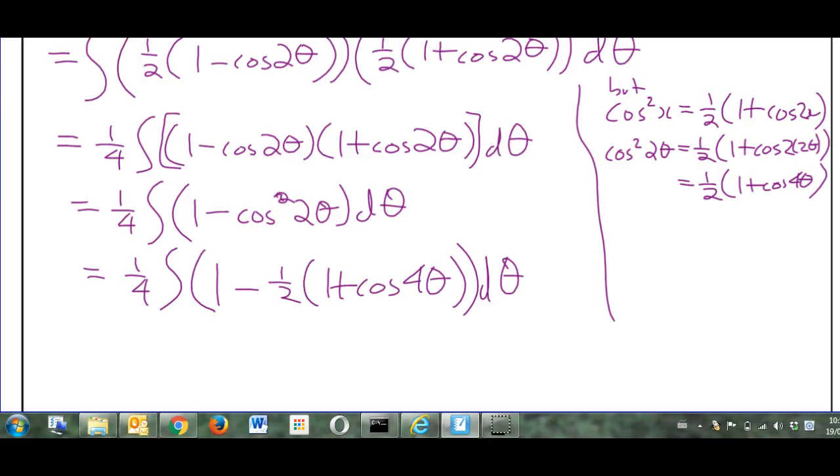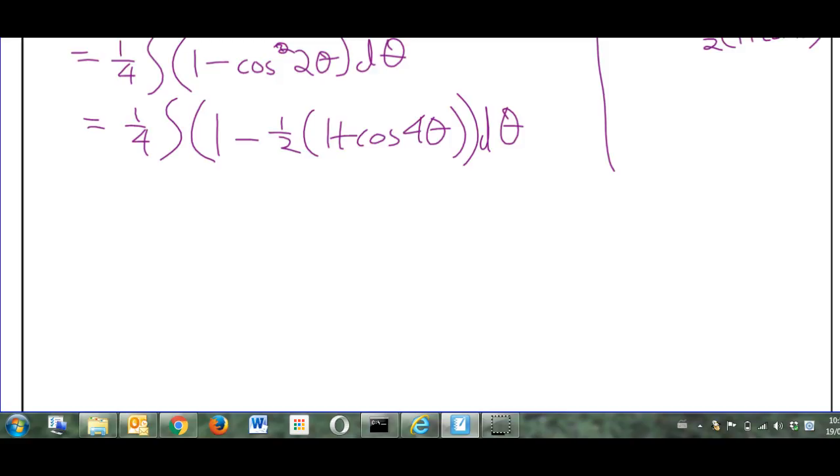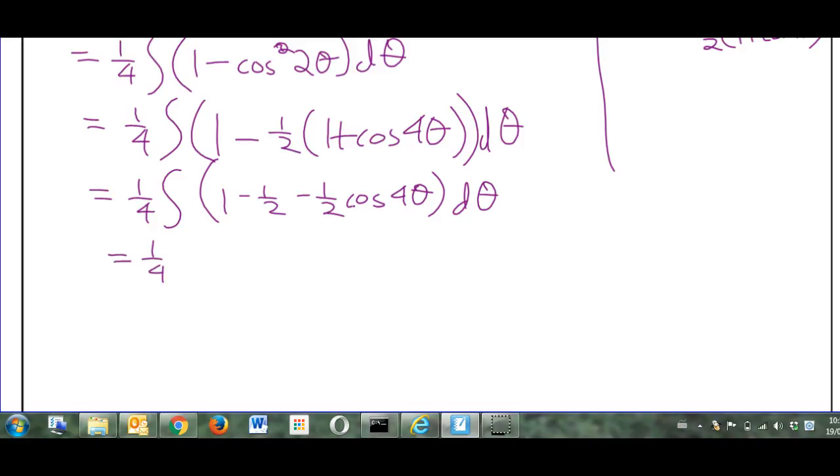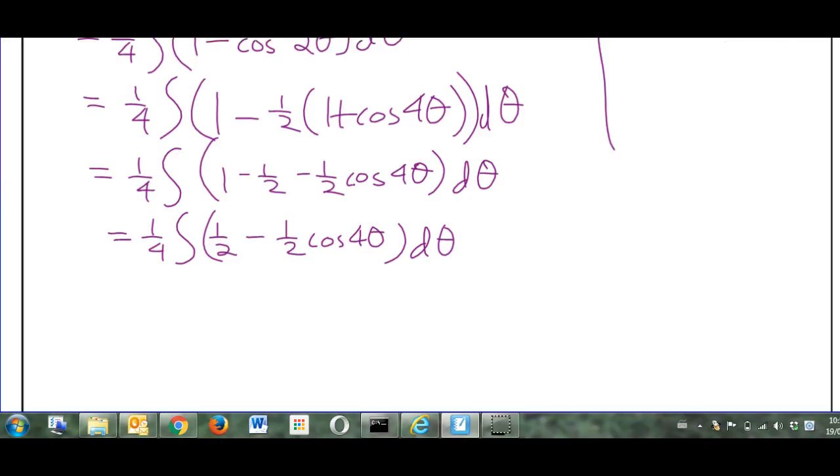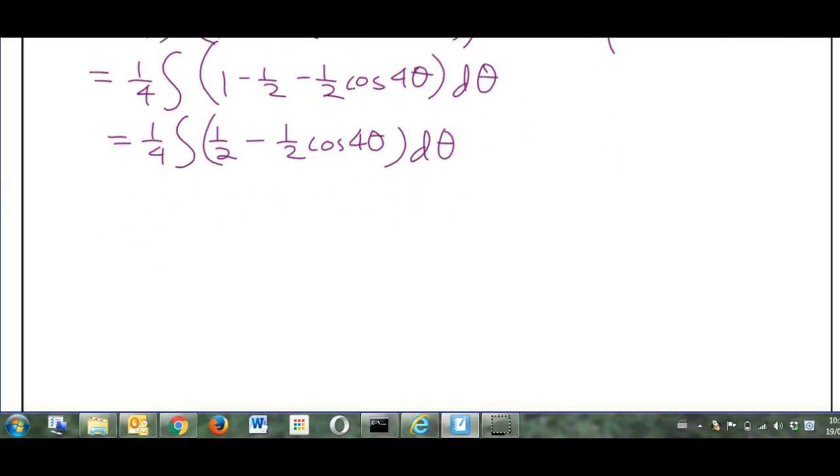Now you notice we're only in one variable here, right? We're only in cos theta, so we're just going to clean up what's in here, and then we'll do the integral. So 1/4, and what do we got in here? We got 1 minus 1/2 minus 1/2 cos 4 theta, d theta. Okay, so 1 minus 1/2 is 1/2. So it's 1/2 minus 1/2 cos 4 theta, d theta. No u required here, right? We just do the antiderivative of that relatively easily.